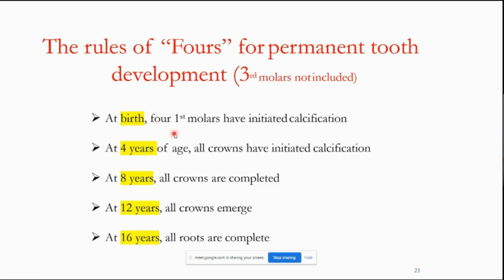So at birth, 4 first molars initiate calcification. At 4 years of age, all crowns have initiated calcification, not just the first molars, all of them. By 8 years, all crowns are completed. And by 12 to 13 years of age, all crowns emerge. And by 16 years, all the root formation is completed. So these are the rules of 4 for the permanent teeth.